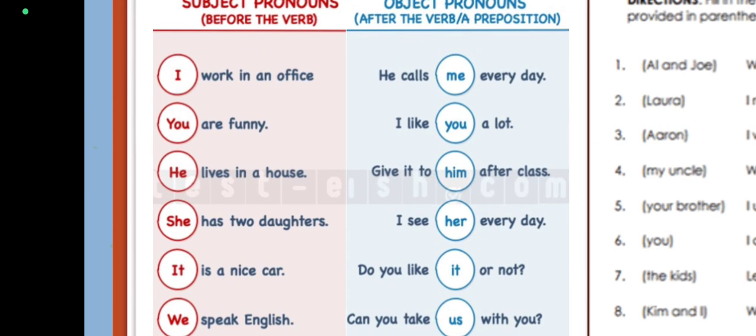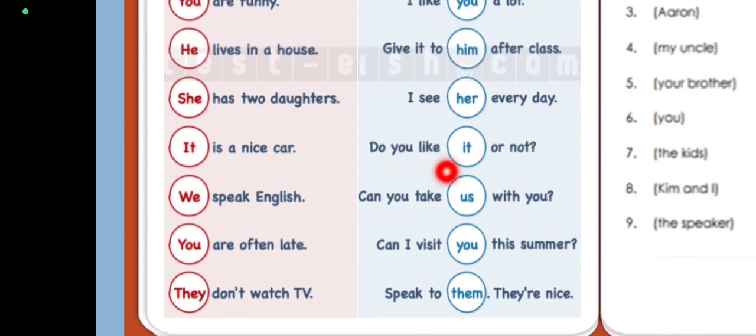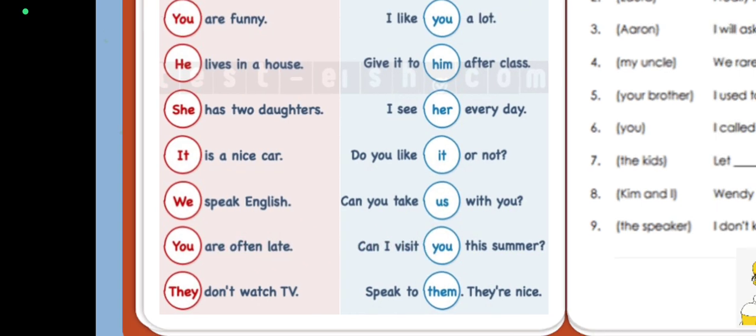Okay, it is not normal to say he calls I. We say he calls me because it is after a verb. So I becomes me. You is the same. You. He, him. She becomes her. It is the same. It. We becomes us. You is the same, and they becomes them. Is this clear?